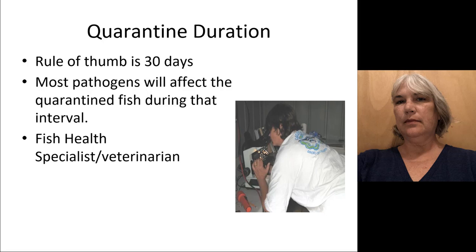How long do you keep them in quarantine? The rule of thumb is generally 30 days, and that really gives most pathogens out there affecting the fish, it's going to happen within those 30 days. It might behoove you to also get a fish health specialist or an aquatic veterinarian to look at the fish during that time. It's important to have you or your workers observe those in quarantine every day, and we'll do water chemistries so you can see when the onset of a disease, if it should occur, and take care and mitigate it right away.